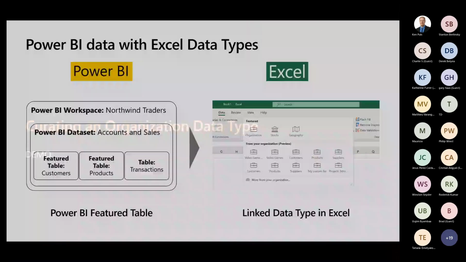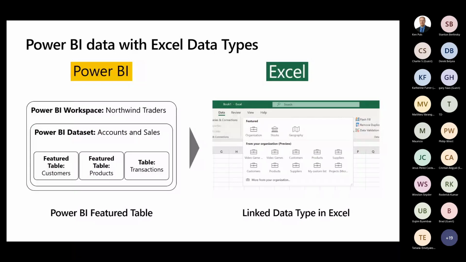So just in summary, the way it's done is the organization data types are featured tables in Power BI, and Excel will go and inspect that information in Power BI, and look at what is available to a particular user.